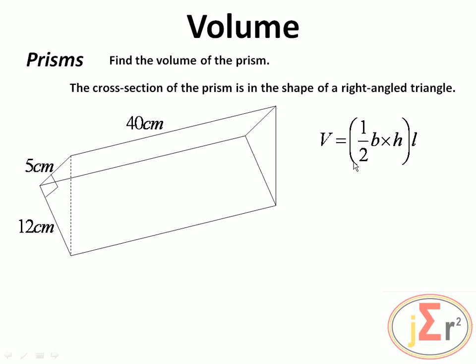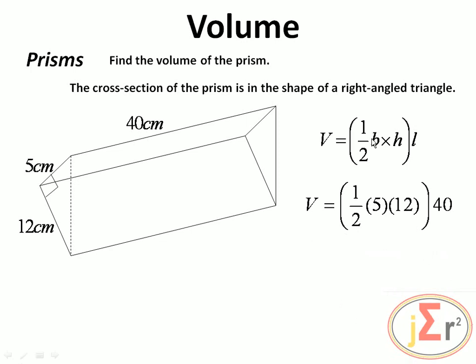So then, the cross-section is in the shape of a right-angled triangle. So we have a half base times height for the area of the triangle, to be multiplied by the length. Of course, because it is a right-angled triangle, if we call this the base, the height is perpendicular to the base, so we have no drawbacks right there. We may just go merrily along.